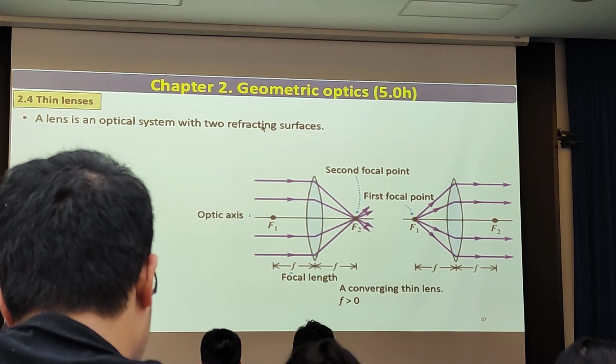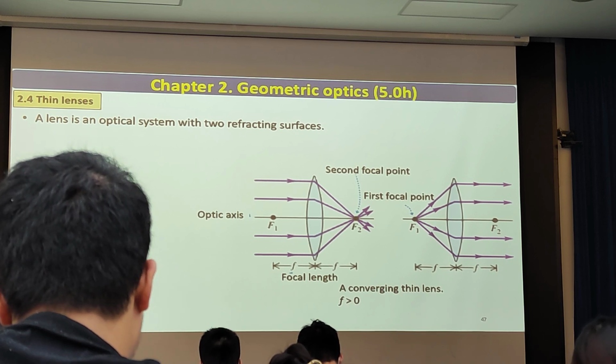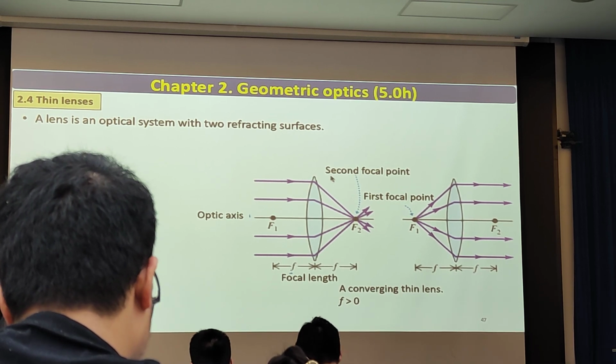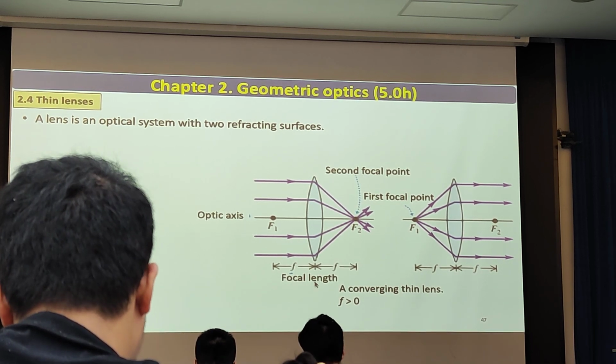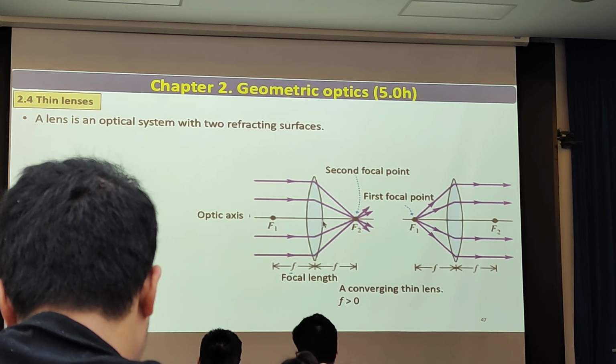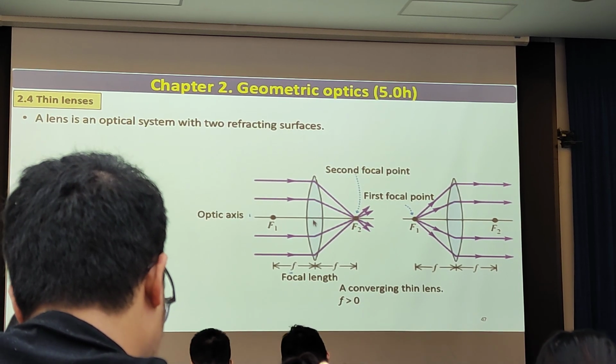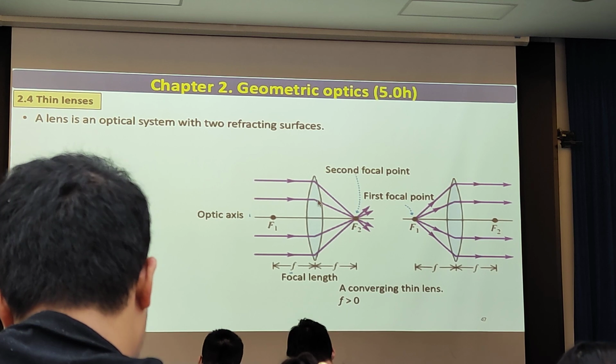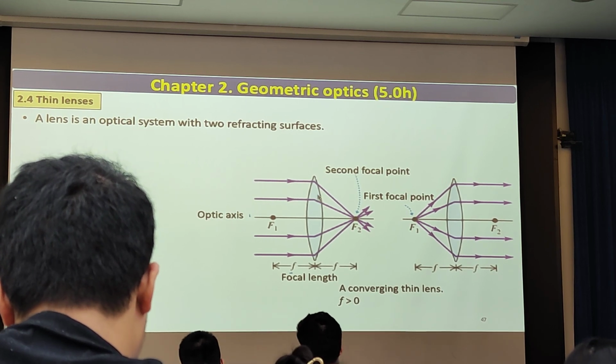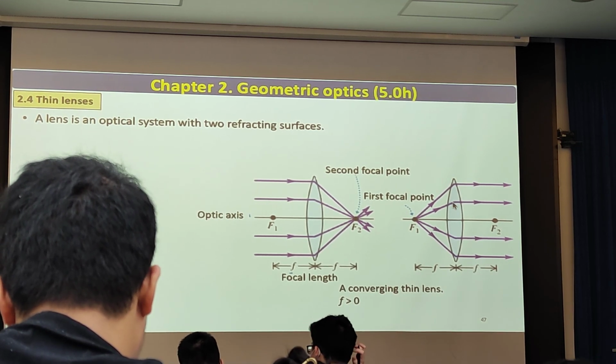spherical refracting surface now to two. These two refracting surfaces form a medium. We have called that here the lens. Yes.